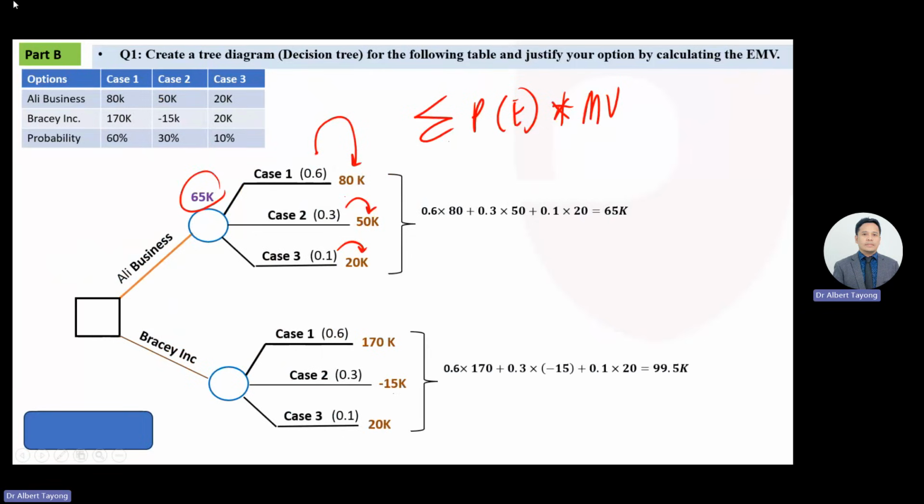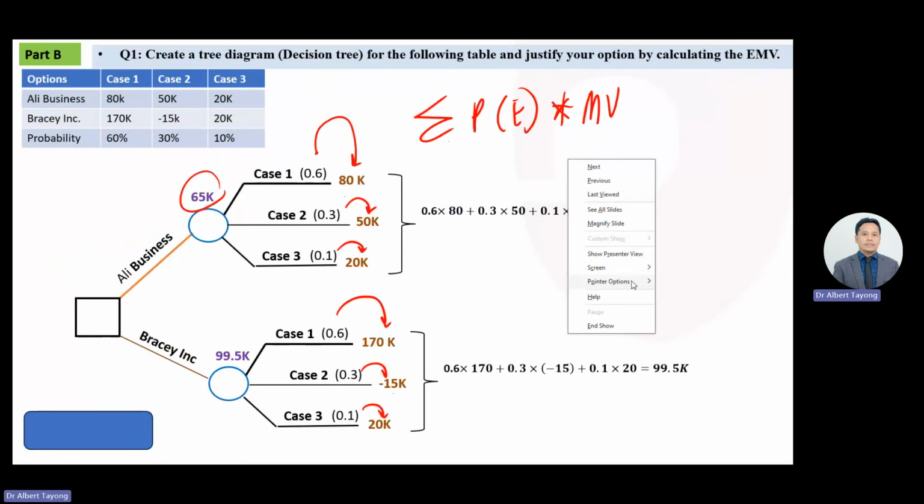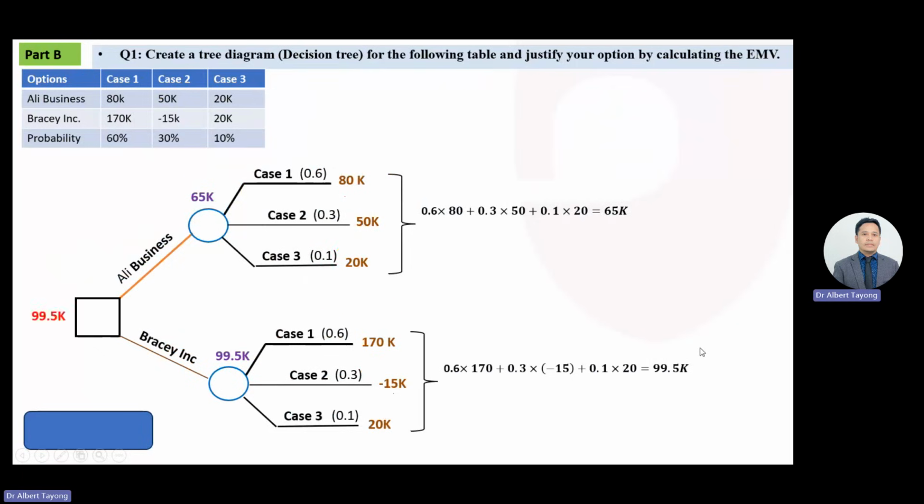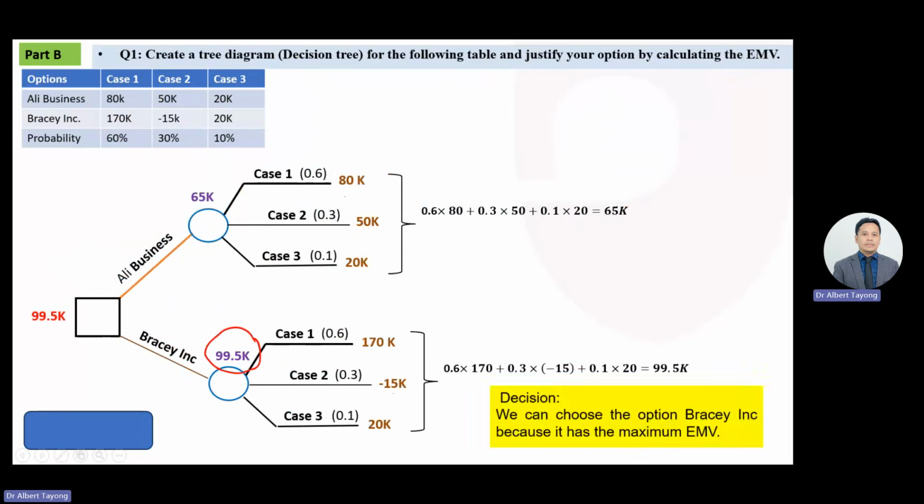And the second one, we have 0.6 times 170 plus 0.3 times negative 15. We're multiplying these values plus 0.1 times 20. The answer is 99.5K. And we put it here. And we have to select the best option, which is higher, 99.5K. So our decision is choose option Brace Incorporated because it has the maximum expected monetary value. You can say go for Brace Incorporated because it has a higher EMV.